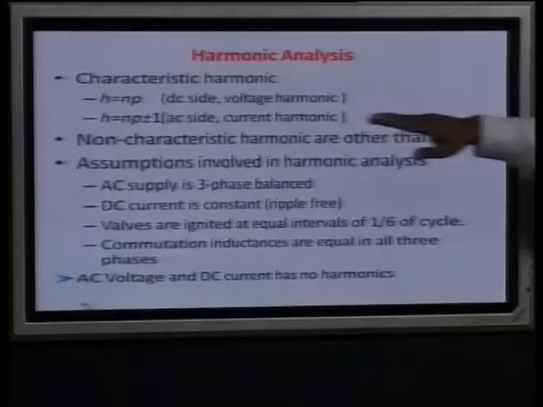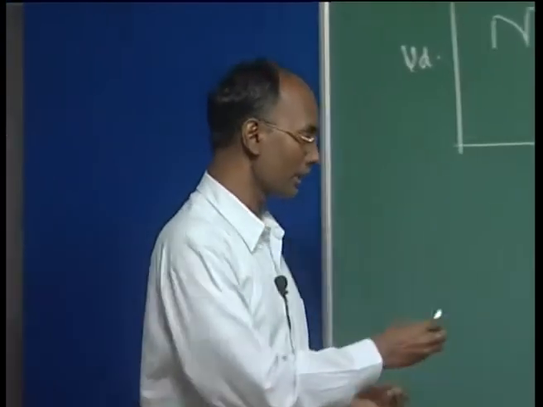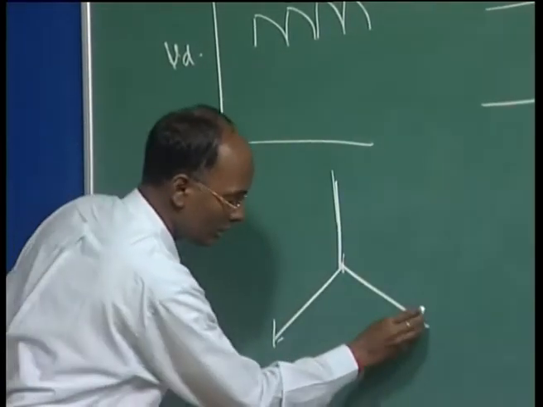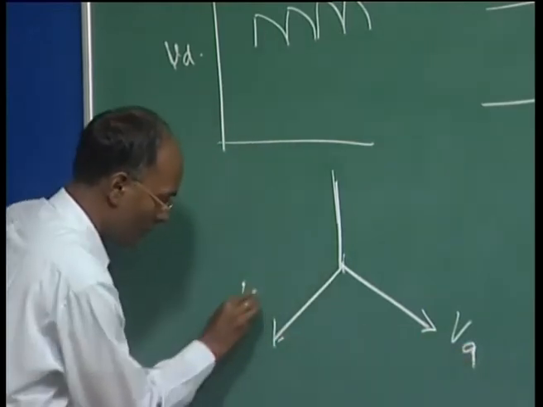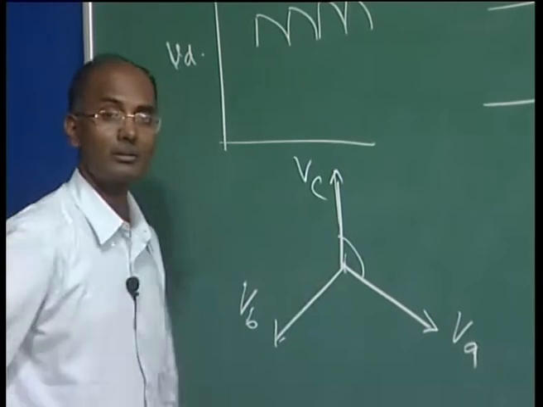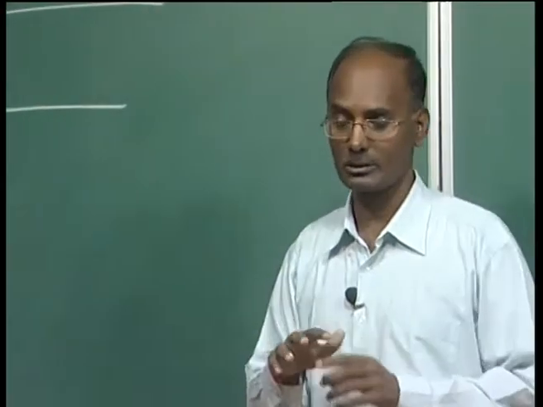On the AC side we assume that we are giving a balanced supply, meaning the AC voltages, this is VA, here it is VB, here it is VC, are balanced. And you know the qualification of the balance, which I have already discussed when I was describing the converter circuit analysis.